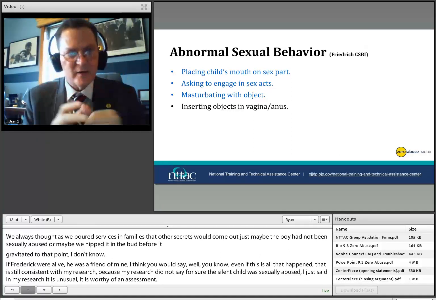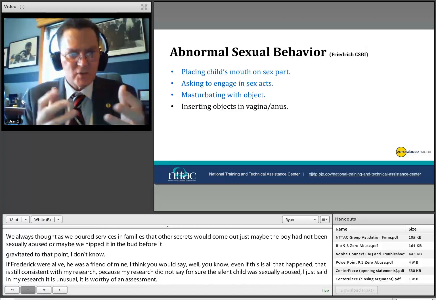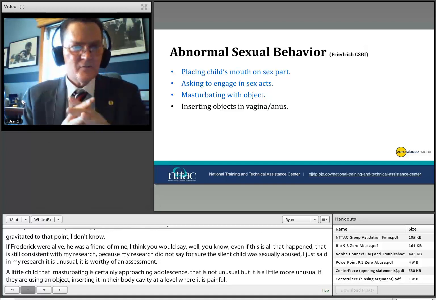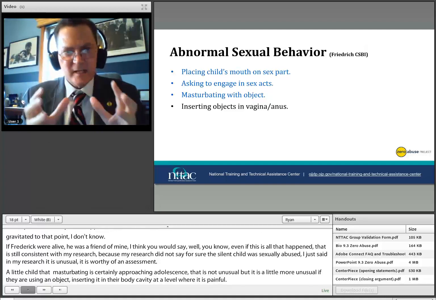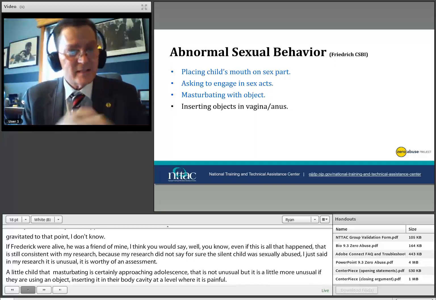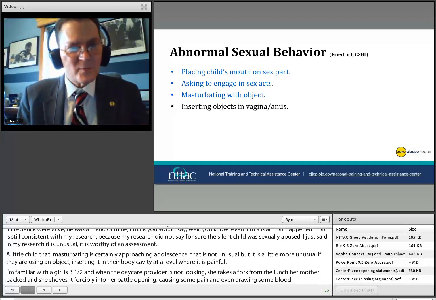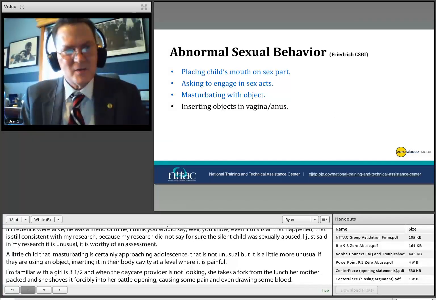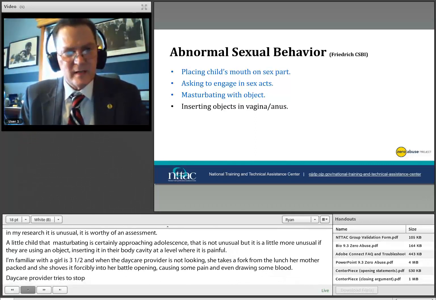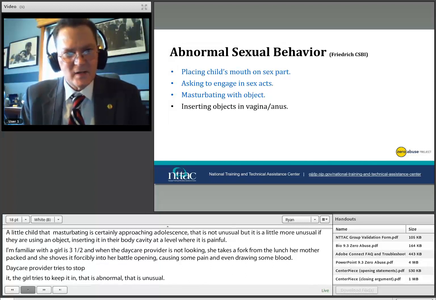I just said in my research it's unusual, it's worthy of an assessment. A little child masturbating, certainly as they approach adolescence, that's not unusual, but Friedrich said it's a little more unusual if they're using an object and inserting it in their body cavity at a level where it's painful. So I'm familiar with a case where the girl's 3.5, and when the daycare provider is not looking, she takes a fork from the lunch her mother packed and she shoves it forcibly into her vaginal opening, causing some pain and even drawing some blood.